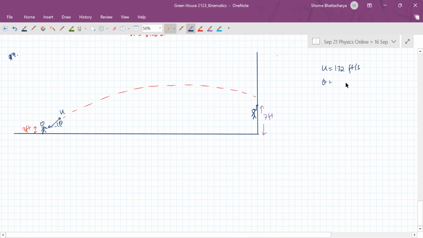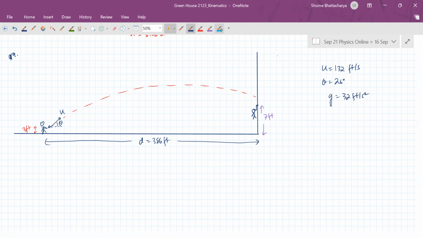The angle of projection is 26 degrees. And this distance here is 386 feet. And we will take the value of acceleration due to gravity to be 32 feet per second square. So ultimately we have to find what this gap is. Let's say this gap is h.